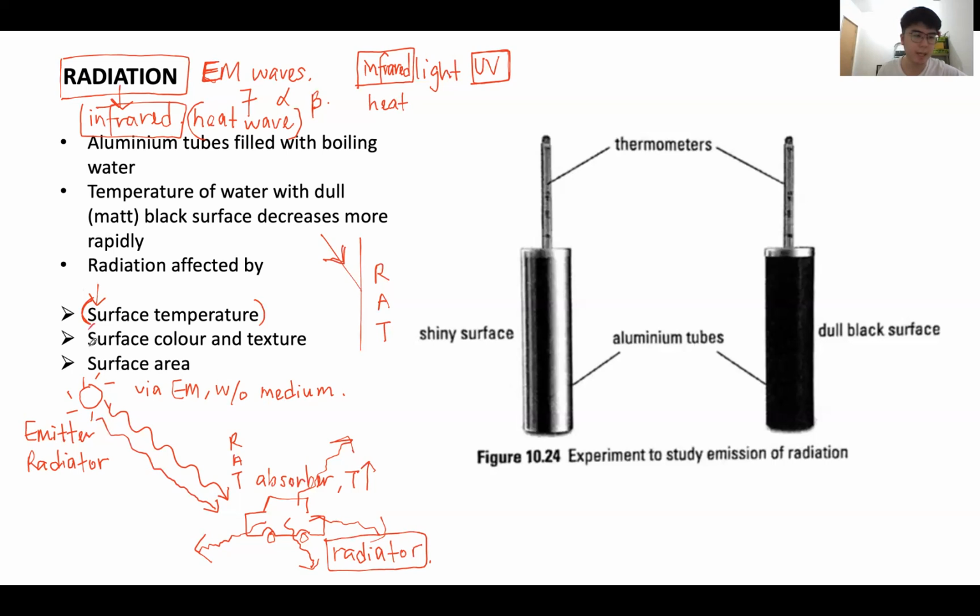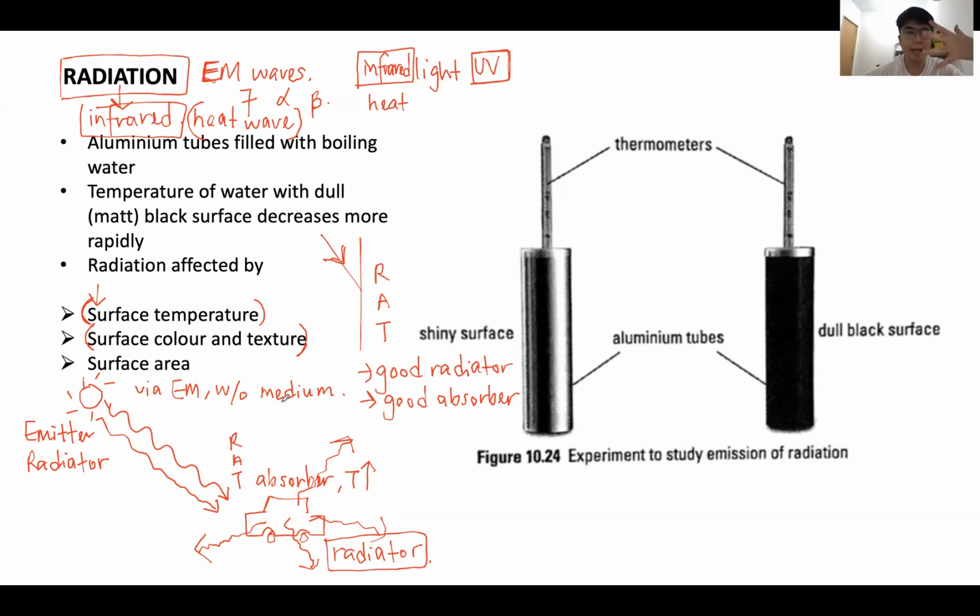Second one is the surface color and texture. Dull and black objects are good radiators. Okay, take note of this. Objects that are good radiators are also good absorbers. Good radiators, generally, are also good absorbers. So a black object absorbs heat very fast, but it also radiates heat very, very fast.